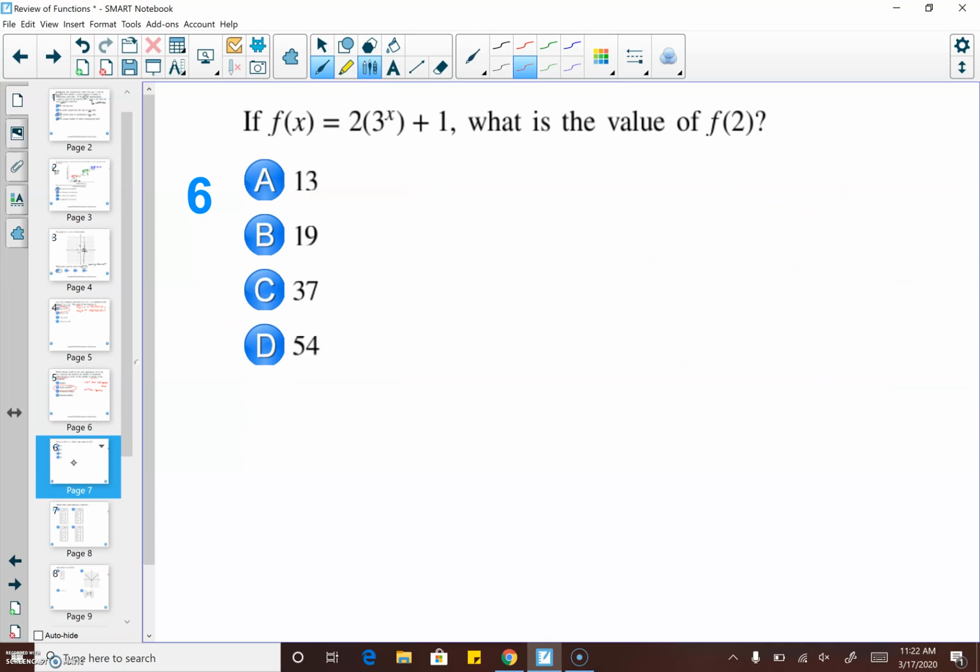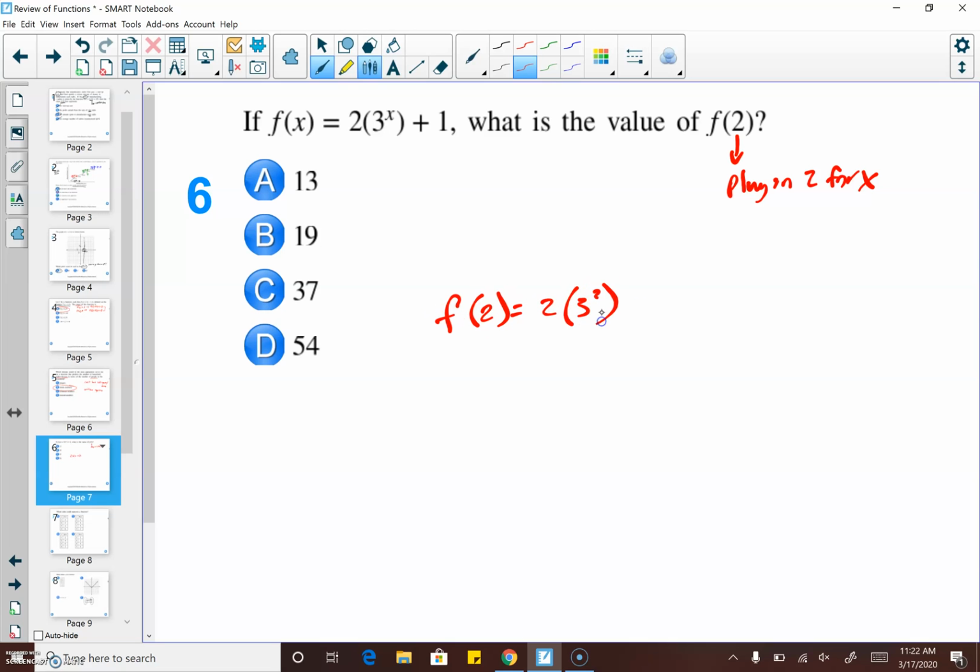If f of x equals 2 times 3 to the x, in parentheses, plus 1, what's the value of f of 2? So remember, this means plug in 2 for x. So f of 2 is 2 times 3 to the second, close parentheses, plus 1. Follow your order of operations, which says exponents first. 3 squared is 9. Then it's multiplication. 2 times 9 is 18. Then it's addition. 18 plus 1 is 19. So for this one, when we plug in a 2, we should get an answer of 19.